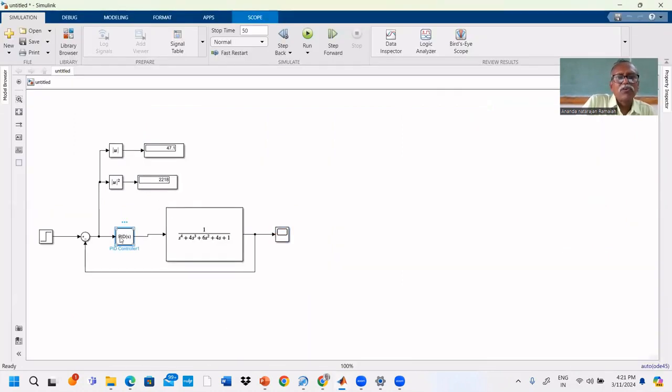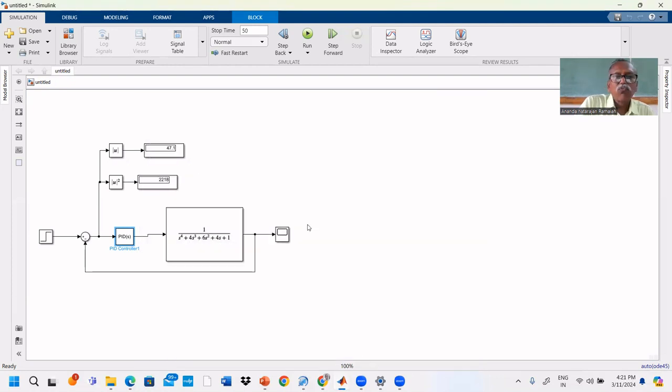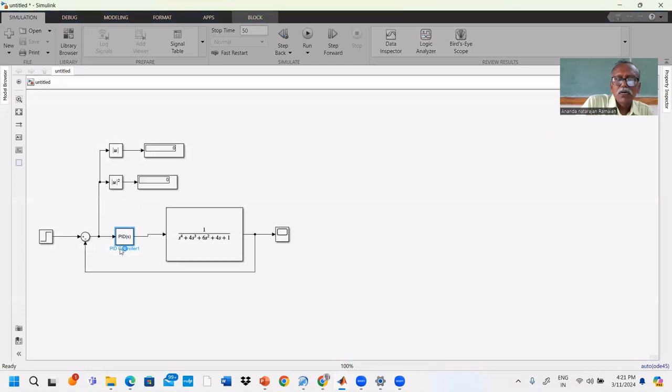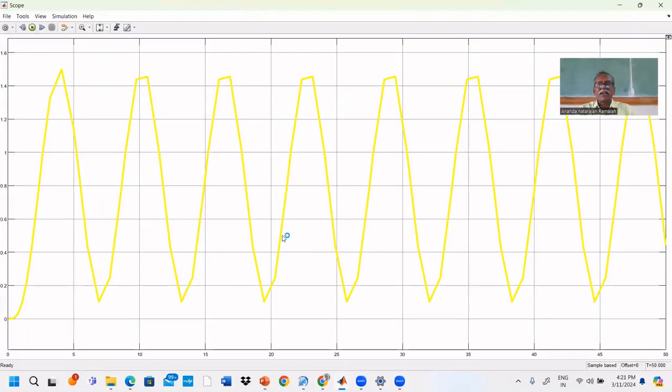If I give multiplied by 2, multiplied by 2, 4. Now how much gain did I give? 4. See the response. Sustained oscillation.